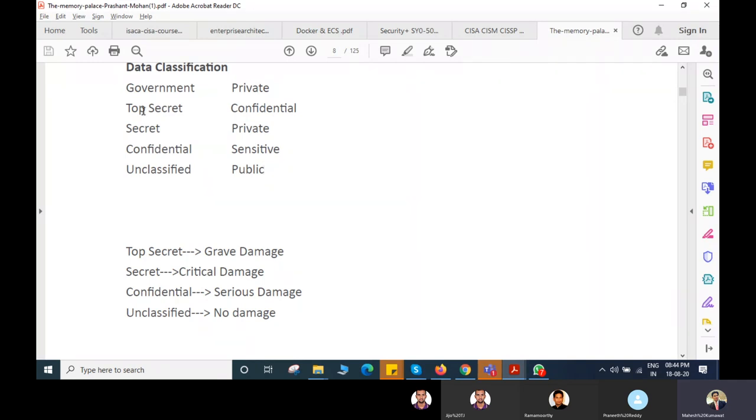And on the government side, we have top secret data. Suppose your military data or your nuclear deals data, this is your top secret data, because if it is compromised, there's a huge loss for the country, not for the company, it's a huge loss for the nation. So it's national secret data, top secret data. We have secret data, we have confidential data, and we have unclassified data.